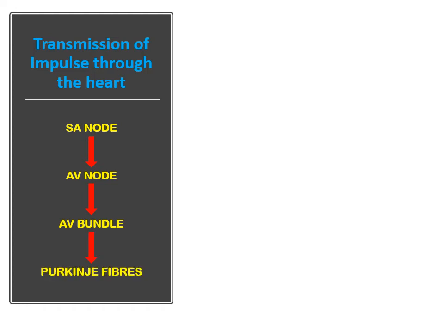Okay, so this is a nutshell of the transmission of the impulse through the heart. First, the electrical impulse starts in the SA node. From the SA node it goes into the AV node. From the AV node it goes into the AV bundle, or bundle of His, and from there it goes into the Purkinje fibers and supplies the ventricles of the heart.